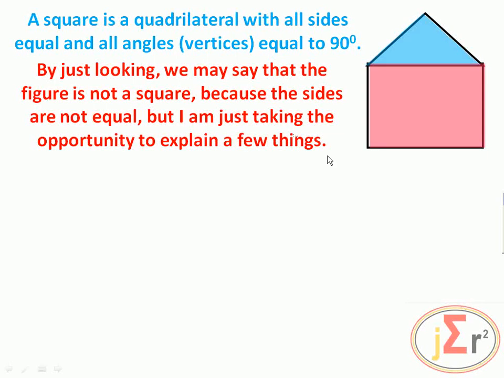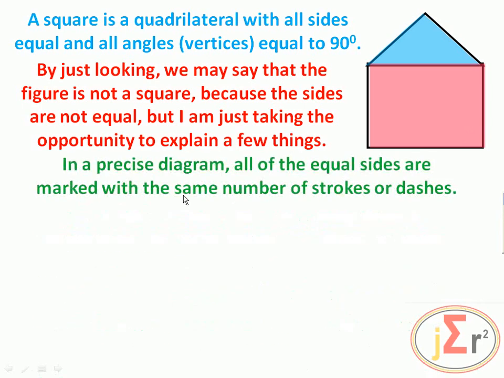So we may say that this is a square, but it is not. But we are just saying that to explain a few things. So we will call it a square first, but we know that it is not. In a precise diagram, all of the equal sides are marked with the same number of strokes or dashes.